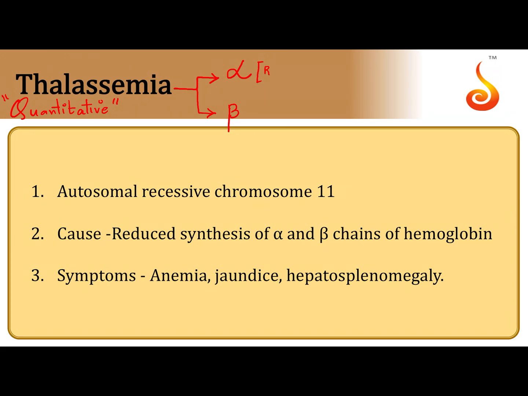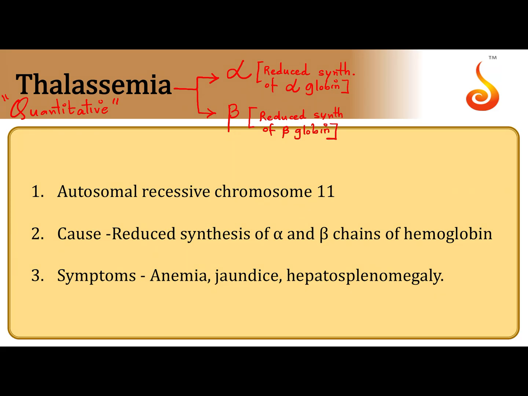In alpha thalassemia there is a reduced rate of synthesis of the alpha globin chain in the hemoglobin. And similarly you can imagine there is a reduced rate of synthesis of the beta globin chain of the hemoglobin.